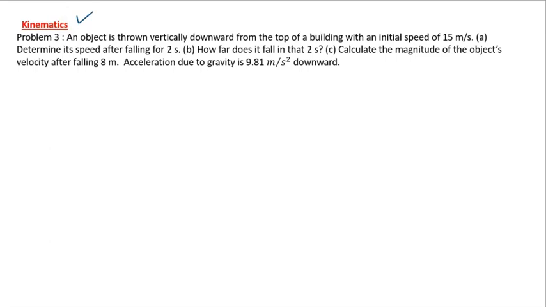Problem 3 is on kinematics. We shall use a non-calculus method to solve this. An object is thrown vertically downward from the top of a building with an initial speed of 15 meters per second. What is the speed after it has fallen for 2 seconds?